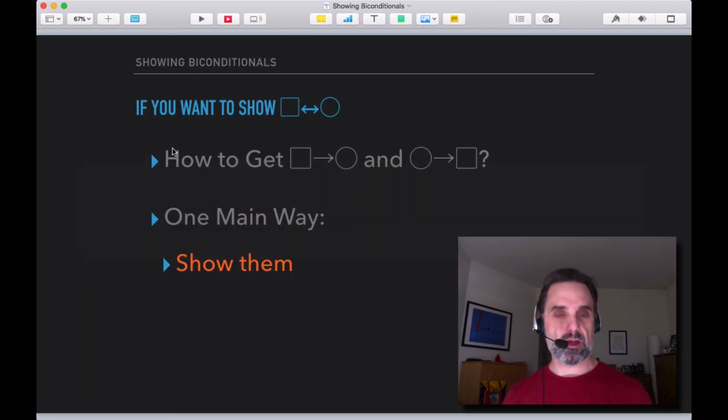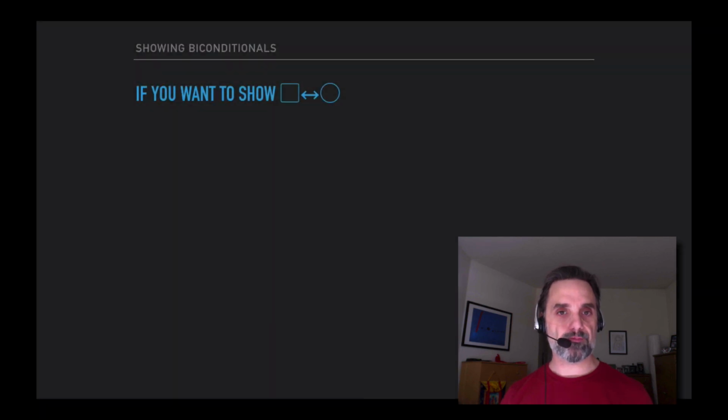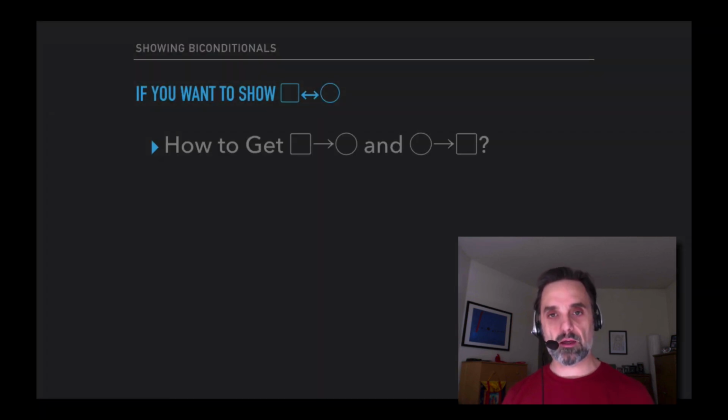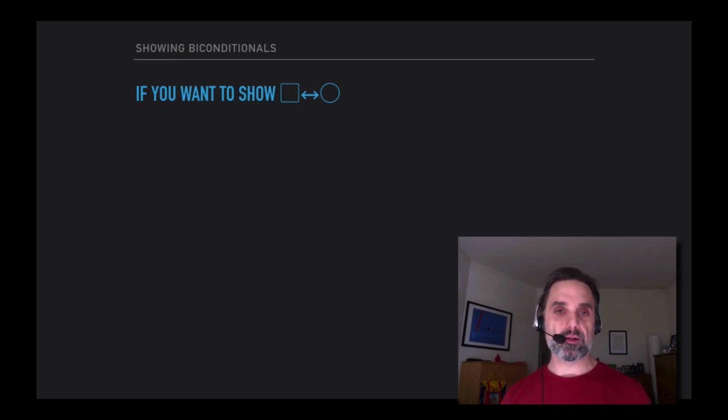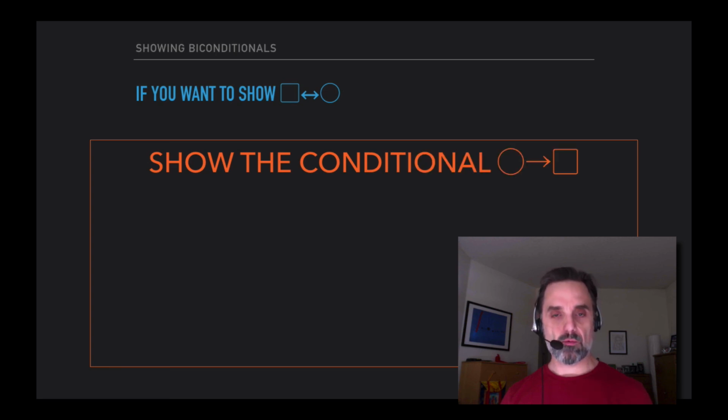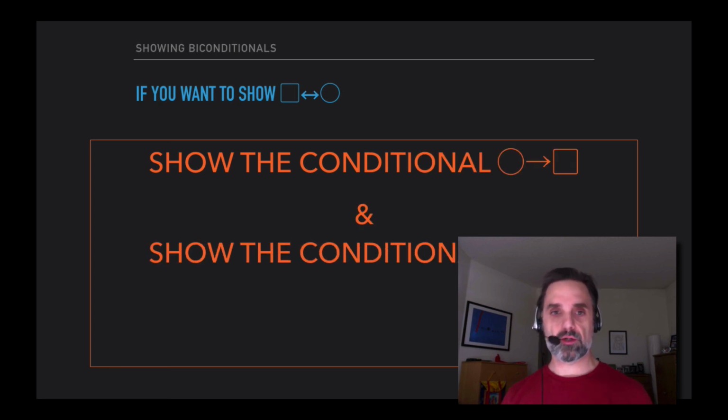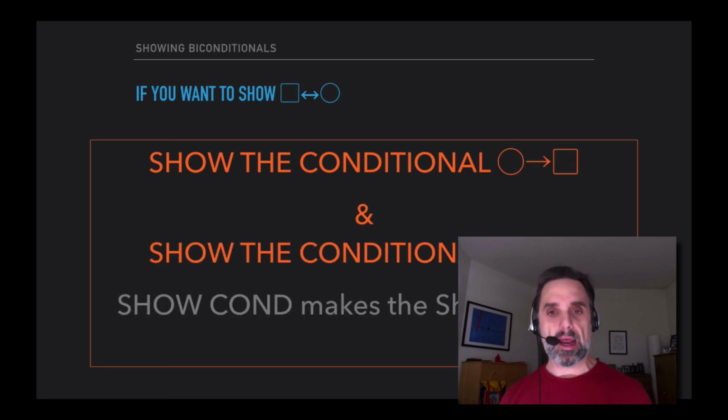So let's just summarize this back in our slides. We saw that if you want to get a biconditional, there's one main way, and that's by showing the two conditionals. You want to show one conditional and you want to show the other conditional, and this show cond command will make those show lines for you. So that's how you want to approach showing biconditionals.